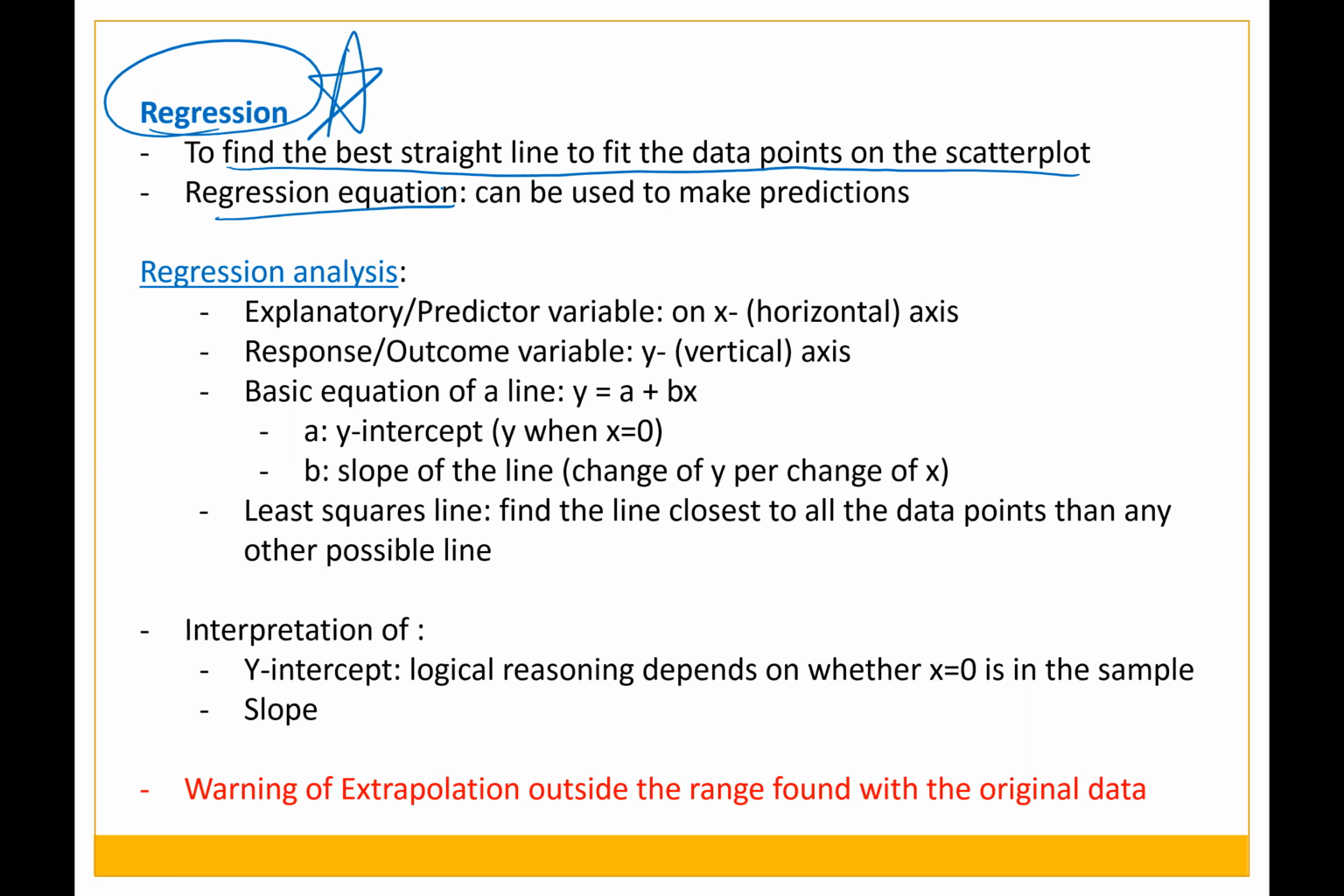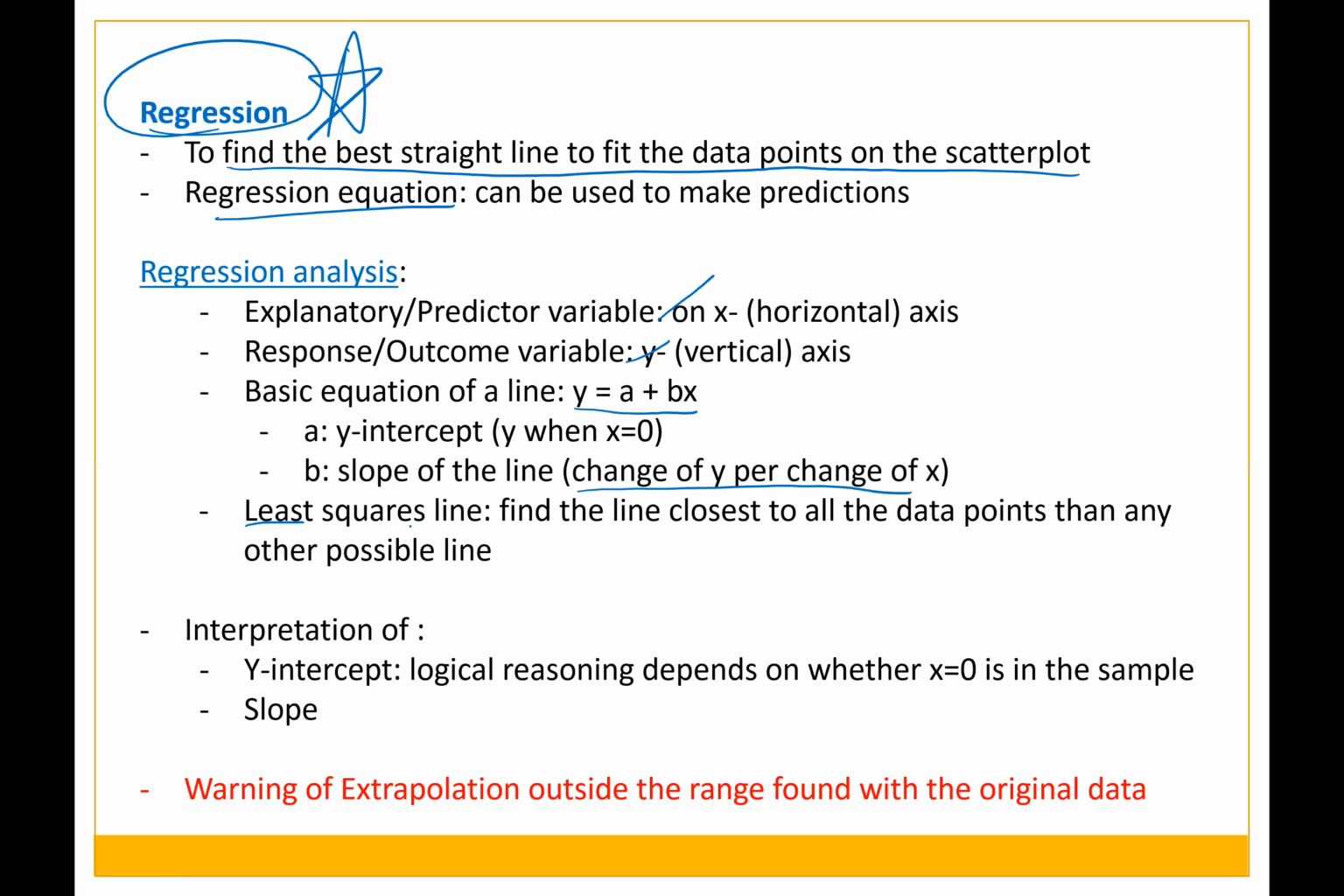The regression analysis includes the explanatory variable on the x horizontal axis and the response outcome variable on the y vertical axis. We also have the basic equation a plus bx, with a being the y-intercept, so the y value when x is equal to 0, and b being the slope of the line. The slope of the line is defined as the change of y over the change of x. So if x increases by 1 unit, how much does y increase?